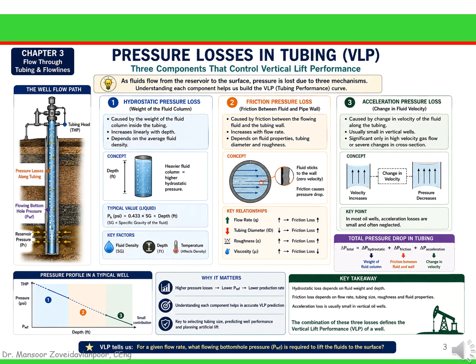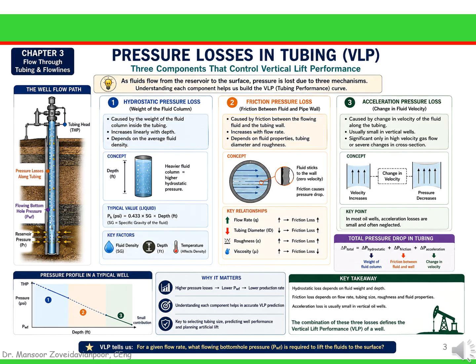Think of the VLP curve as the energy bill required to transport fluids from the reservoir to the surface. The higher the pressure losses, the higher the flowing bottom hole pressure required, leaving less pressure available to drive production. This leads to one of the most important principles in production engineering. Reservoirs do not lose productivity overnight. More often, they lose efficiency because pressure losses increase.